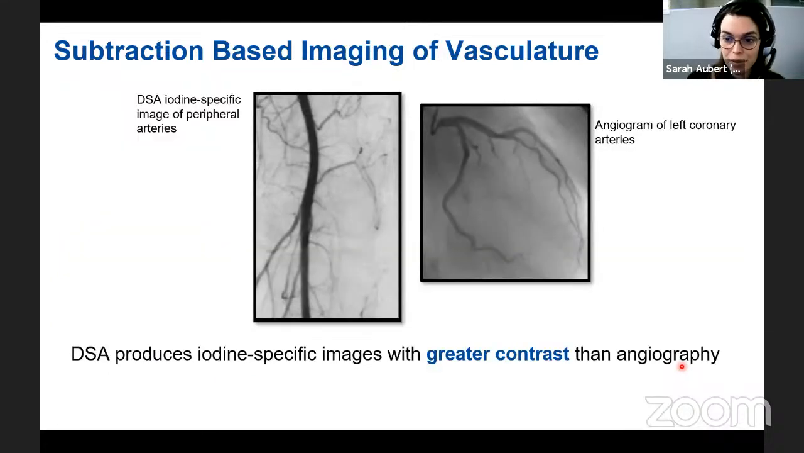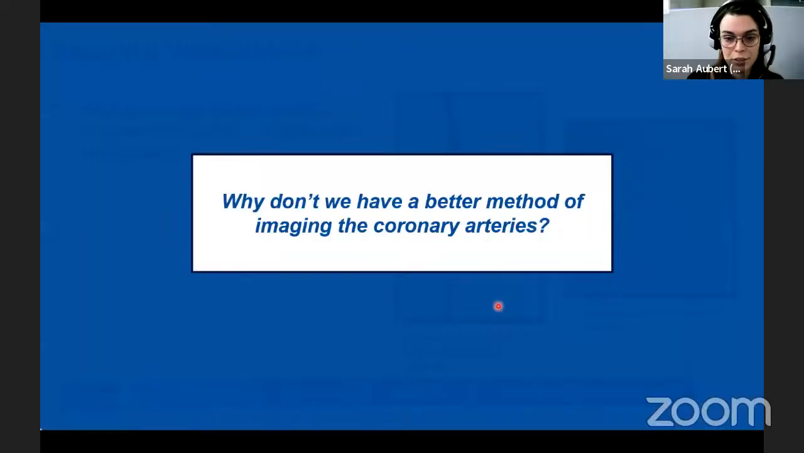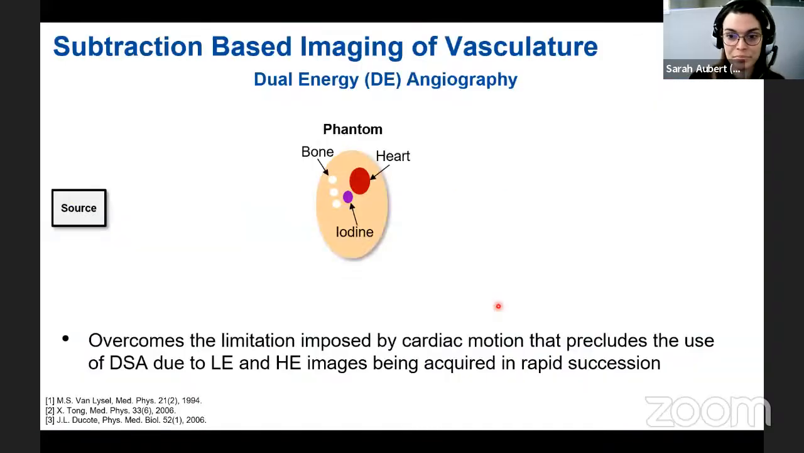However, if we compare the quality of images taken using subtraction-based techniques of DSA, shown here on the left, and an angiogram shown here on the right, we can see that DSA has much greater contrast than our angiogram. So this raises the question, why don't we have a better method of imaging the coronary arteries?